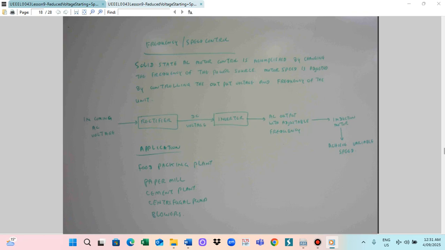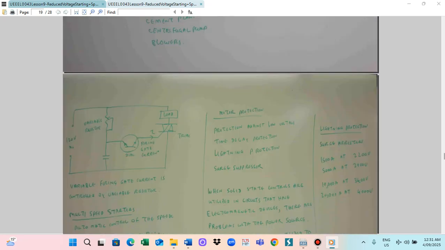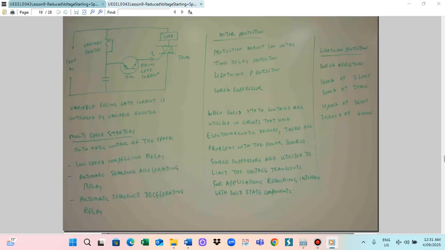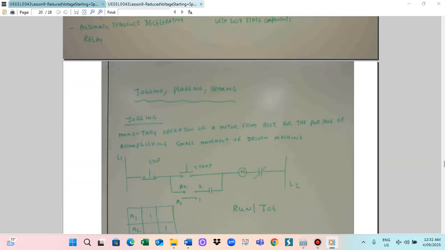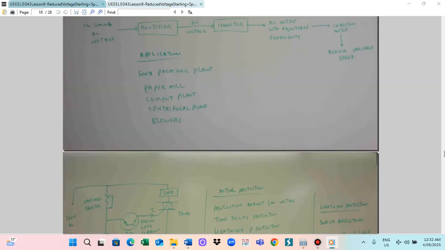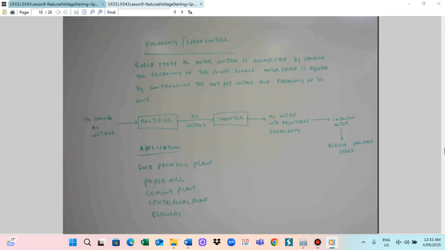Then I give you the schematic diagram for the switching circuit and also the controller of the SCR drive system. Solid state AC motor control is accomplished by changing the frequency of the power source. The motor speed adjusts by controlling the output voltage frequency of the unit. The incoming AC voltage goes through the rectifier to DC, and the inverter produces the adjusted frequency. The adjusted frequency is sent to the induction motor, so we can achieve variable speed. This is the variable speed drive system.